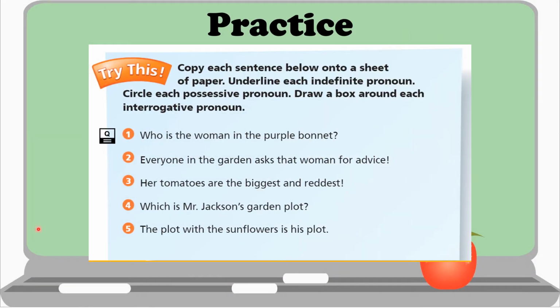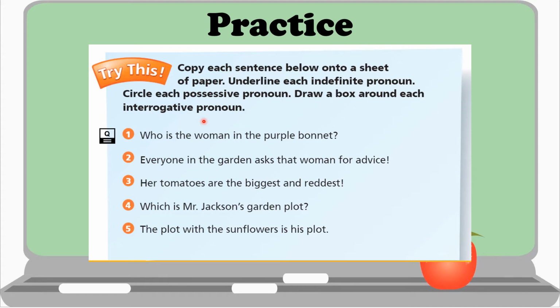Let's go to practice. If you have your English 2 copybook with you, copy each sentence below and underline each indefinite pronoun, circle each possessive pronoun, and draw a box around each interrogative pronoun. So let's review. An indefinite pronoun is the type of pronoun that refers to a non-exact reference, be it an object or a person. Possessive pronoun shows ownership, while an interrogative pronoun, usually in the form of WH, would be used to begin a question.